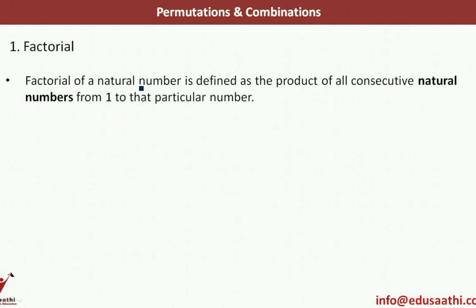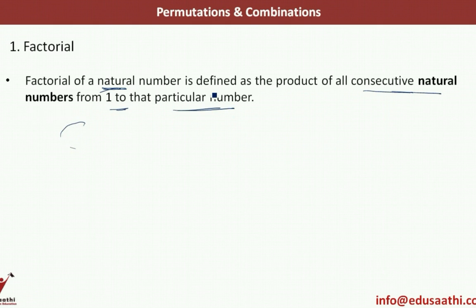So what is a factorial? The factorial of a natural number, keep in mind factorial is only defined for a natural number, is defined as a product of all consecutive natural numbers from 1 to that particular number. For example, let's take 5 factorial. What would be 5 factorial? 5 factorial would be 5 into 4 into 3 into 2 into 1.